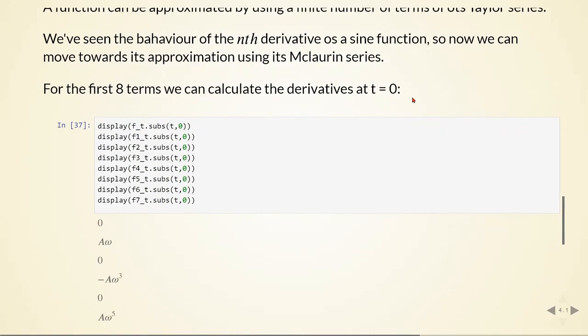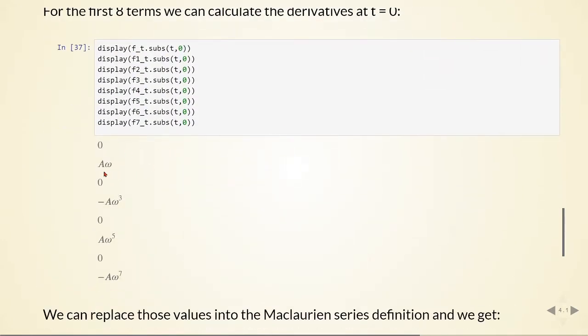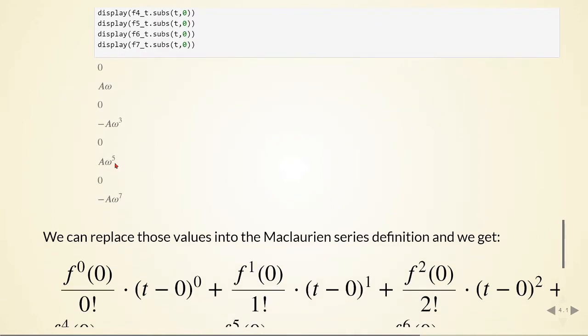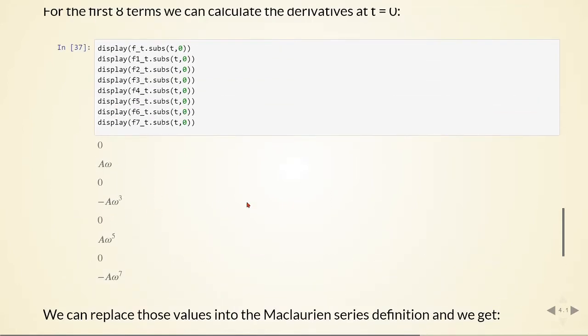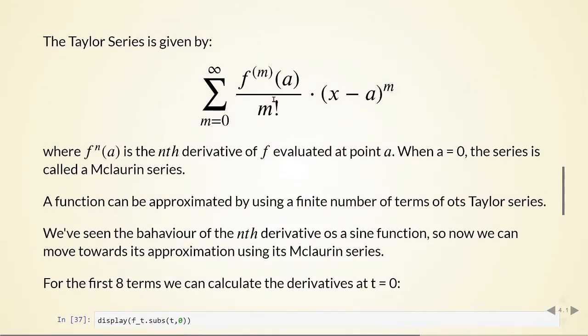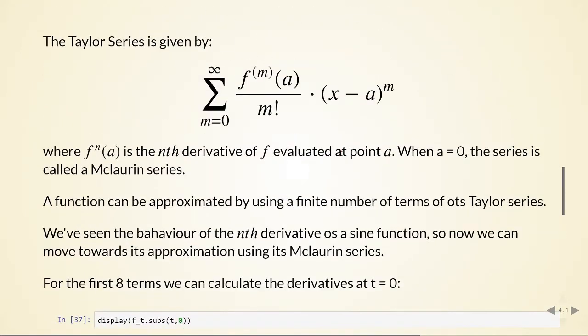So if we calculate the derivative at t equal to 0, this is what we are doing here. It will be 0, then a times omega, 0, minus a times omega to the power of 3, 0, a times omega to the power of 5, 0, and so on and so forth. Now we'll plug in these values for the derivatives here. So m is 0, so it's the function, then the first derivative. We already have this value, so we can just plug in this series.